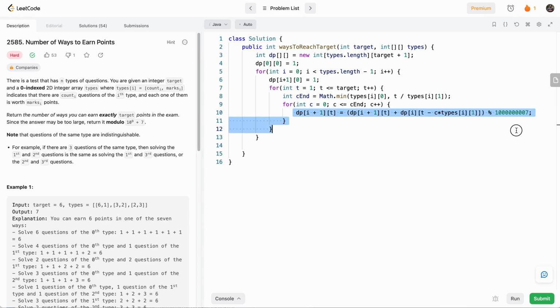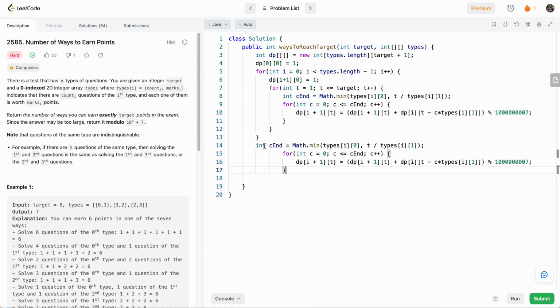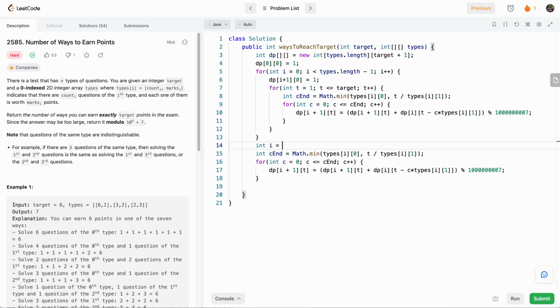So this will calculate that, and at the end, what we want to do is only run this formula for the last row. Copy this one, and okay, so our C end for that last row will be the minimum of types of i, which I'll calculate here to be types.length minus 1, which is going to be the last question, right? And so the C end is the minimum of how many of those questions there are, and t. So instead of t, it's just going to be target, right? Because now we're just going to compute the final target over the points of that.